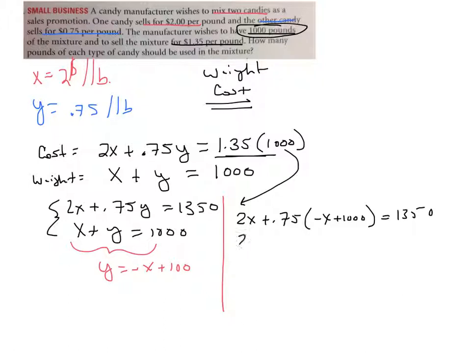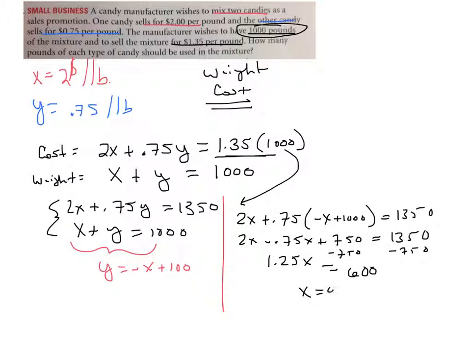Okay, so as I distribute this 0.75, be careful, we've got a negative in here, so it becomes a negative 0.75x. 1,000 times 0.75 is 750, and then we have 1350 on the other side of the equation. 2 minus 0.75 is 1.25x. We subtract the 750 from both sides, and we get that equal to 600. When I divide out the 1.25, we get X is equal to 480. So I know I need 480 pounds of candy X.